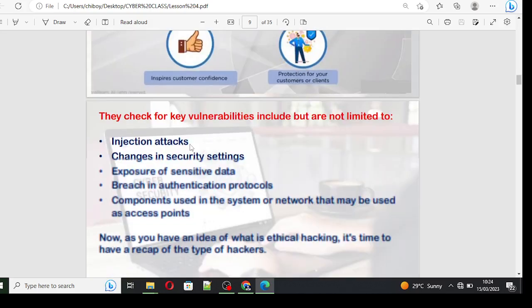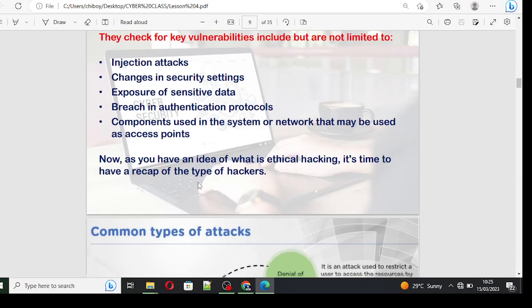Now, they check for key vulnerabilities including but not limited to these. These are the functions of ethical hackers: injection attacks, changes in security settings, exposure of sensitive data, breach in authentication protocols, and components used in the system or network that may be used as access points.